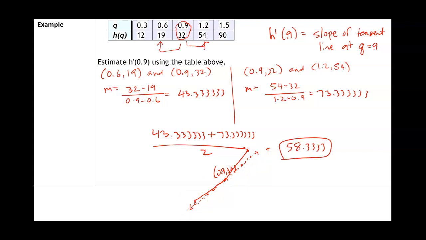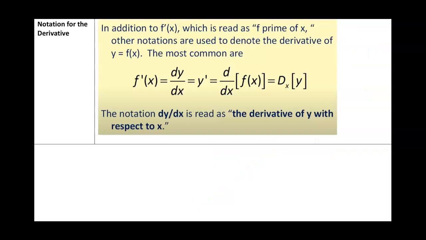So I know this was a long section, but once again, please come to class prepared with questions. Now, last thing is, f prime of x is read as f prime of x, but other notations are also used to denote the derivative. So the derivative can be given by f prime of x.